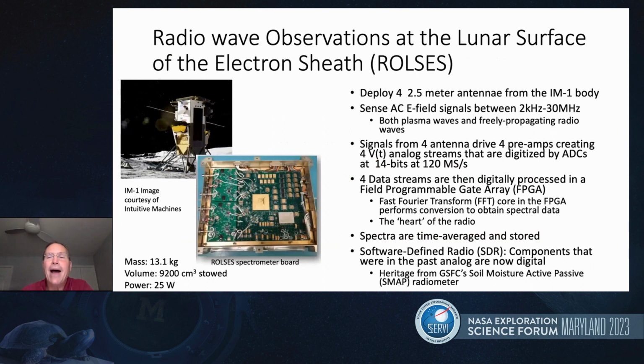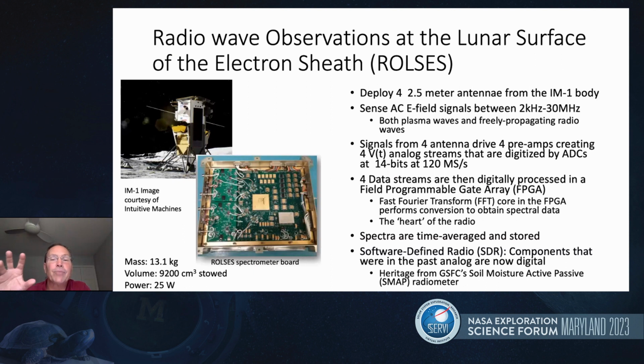ROLSES is a radio that operates between 2 kilohertz and 30 megahertz. They'll measure the electric field from 4 stacer antennas, 2.5 meter antennas. You can see them pictured here on the upper left. And the heart of the radio is a field programmable gate array that contains a fast Fourier transform code. What this code will do is take the voltage as a function of time data stream from each of these 4 antennas and convert them to spectral data, voltage as a function of frequency. Then the spectrum will be time averaged and stored.